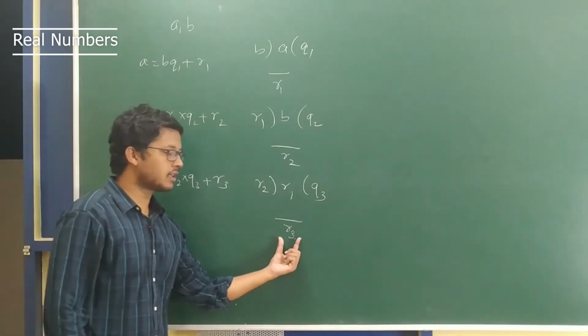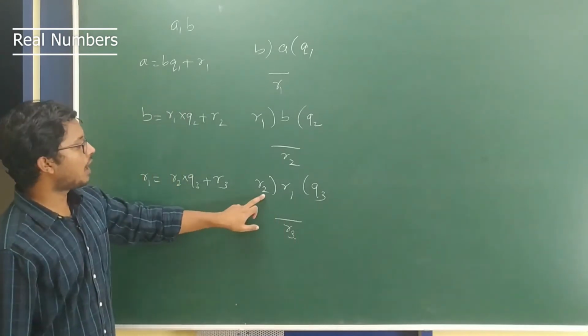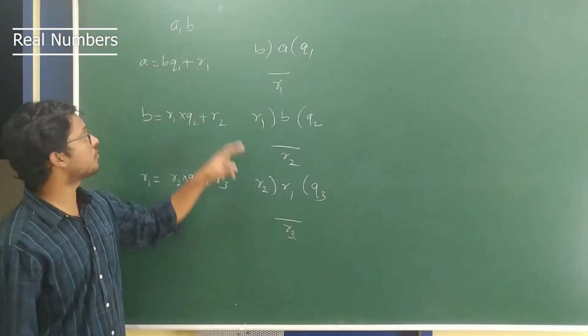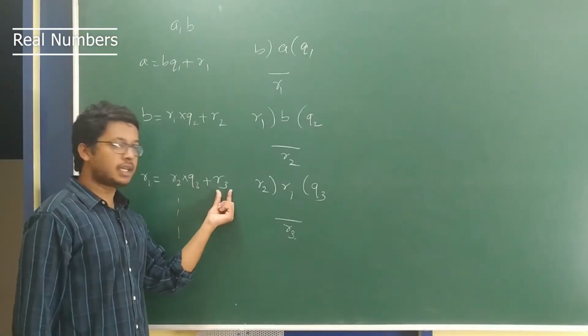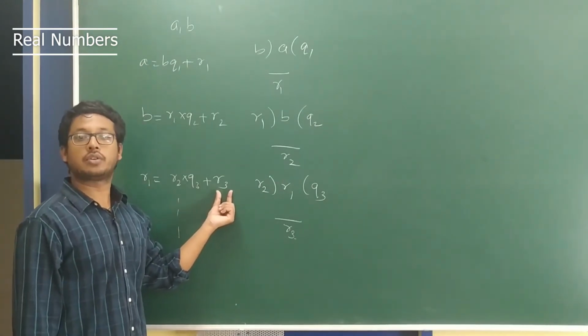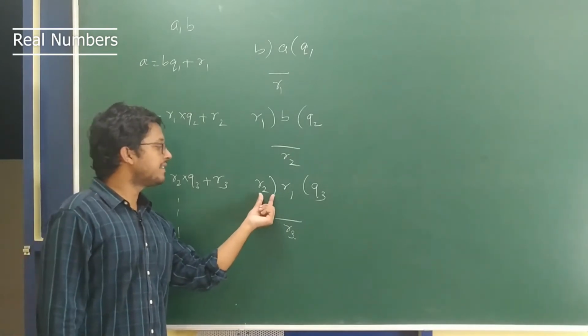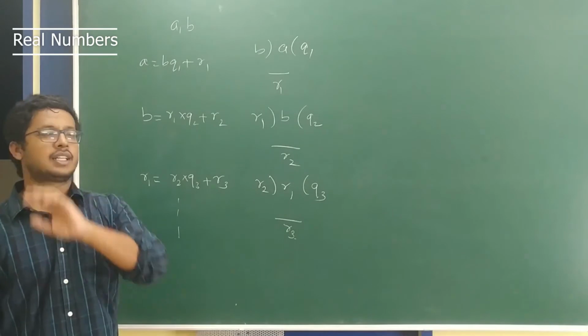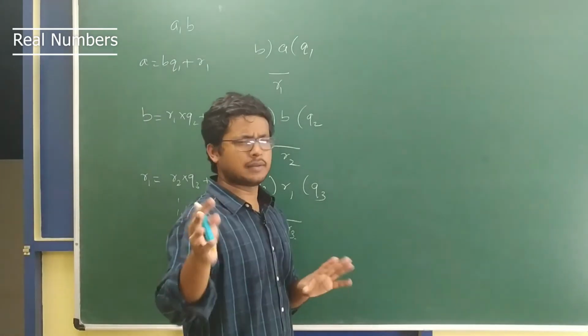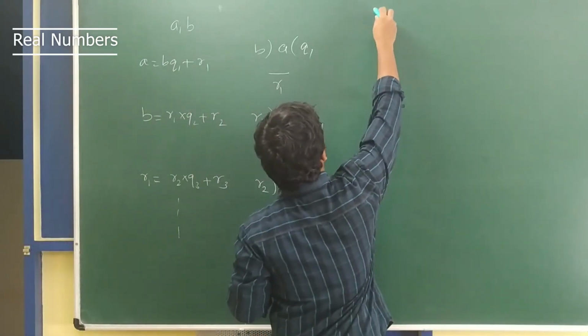Again, if the r3 turns out to be 0, then r2 is the HCF of a and b. So you go on doing like this until the remainder becomes 0. At some point of time it is going to become 0 and the final divisor itself is the answer. Alright. So let's take a simple example. Very simple example we'll take. We'll start off with a simple example.